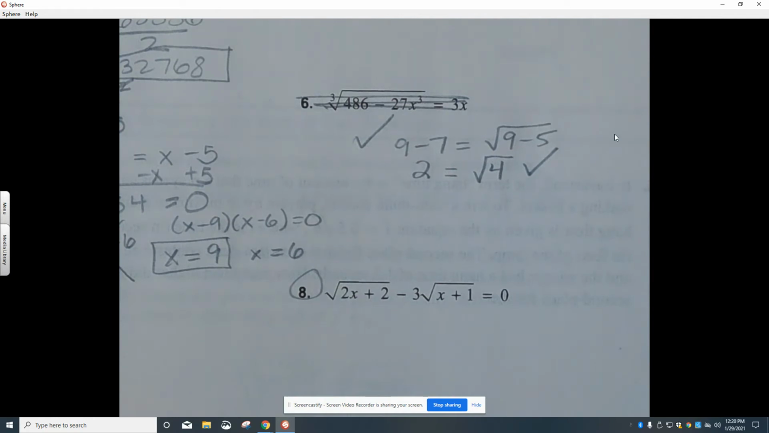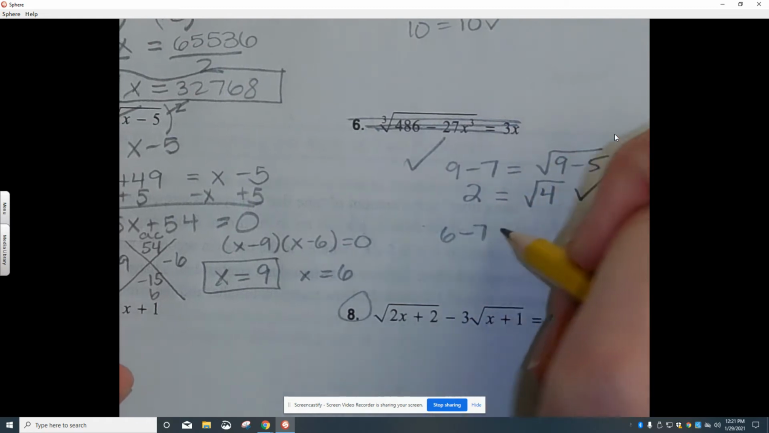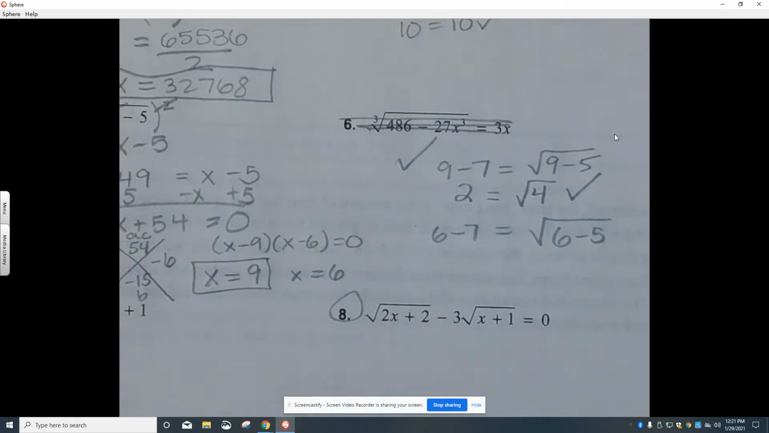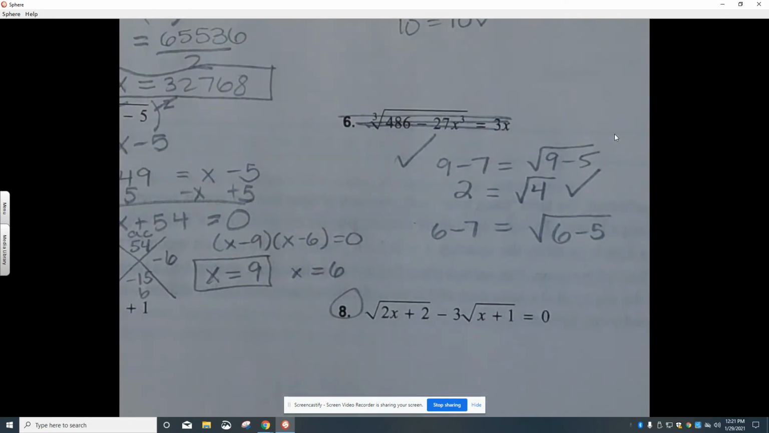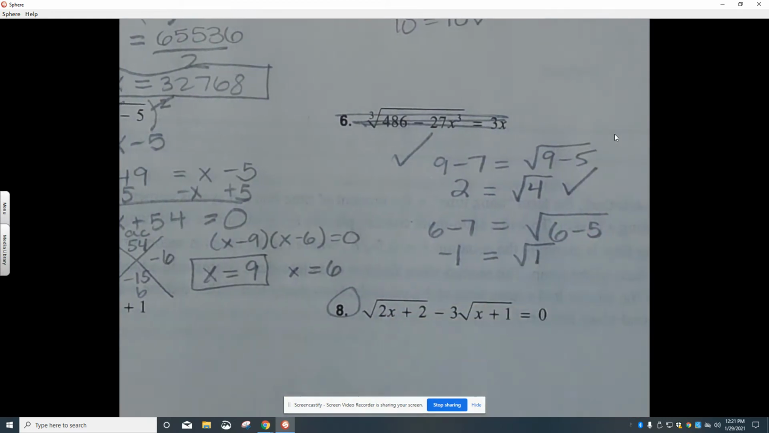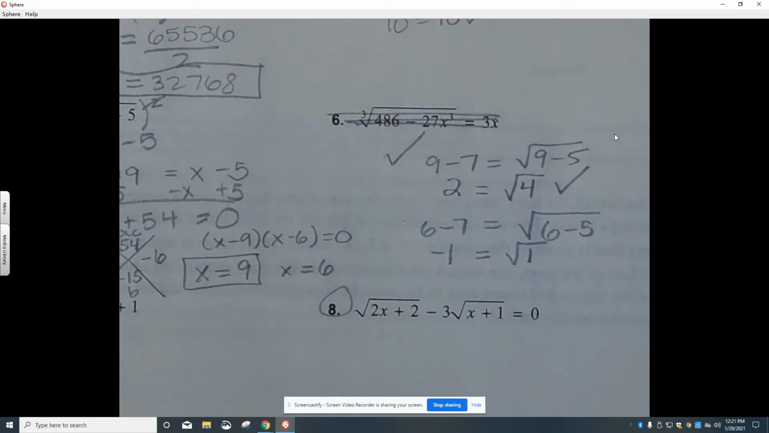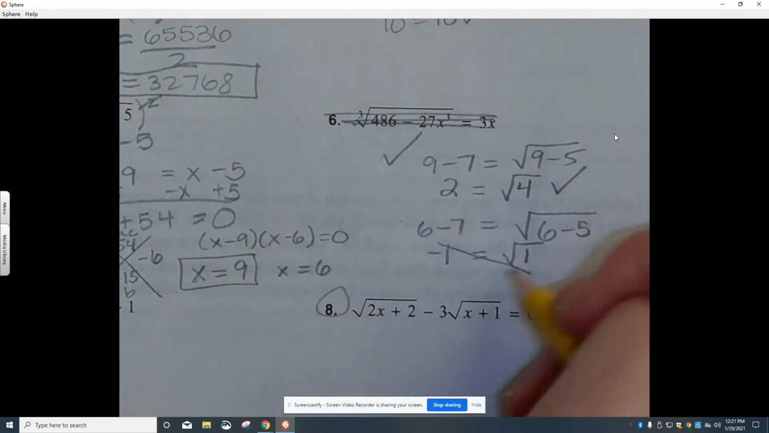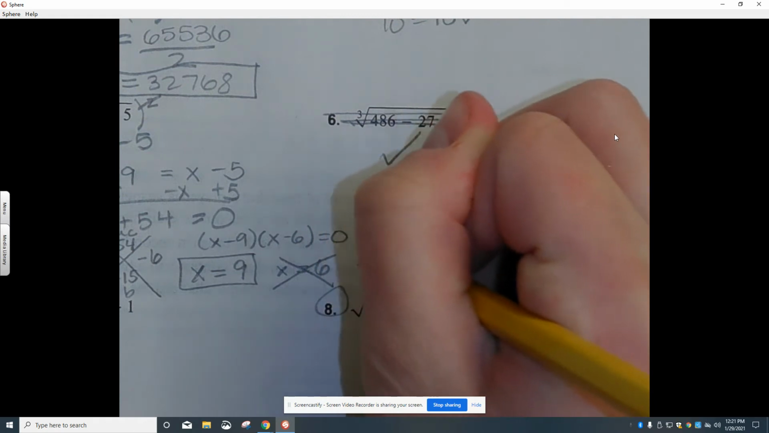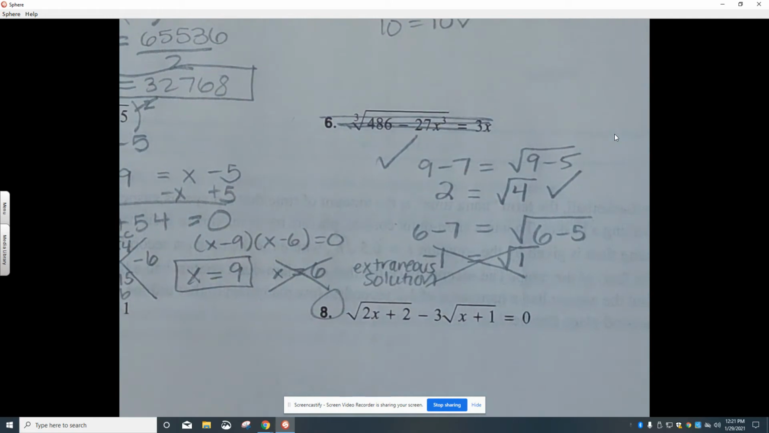And then we're going to do the same thing with 6. So 6 minus 7 from our original equation equals square root of 6 minus 5. So now if I do this, 6 minus 7 is negative 1. 6 minus 5 is 1. And then we got to think about it. Okay, square root of 1 is positive 1. So this one will not work. So this is an example of an extraneous solution. So you would have to cross it off, not include it in your actual answers.